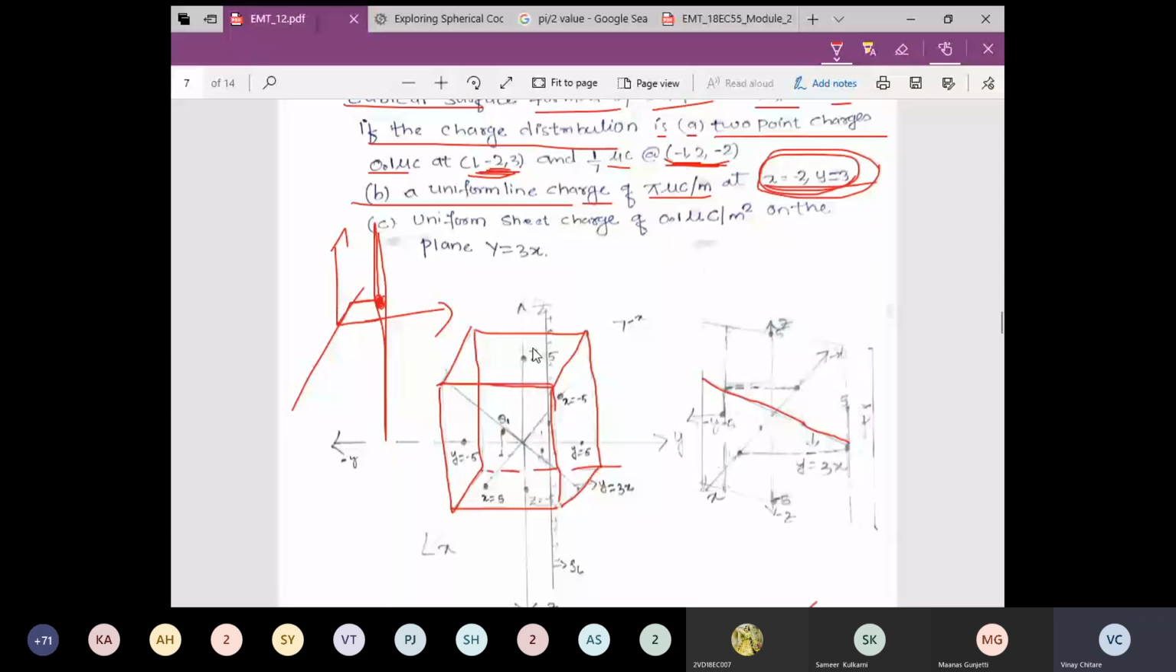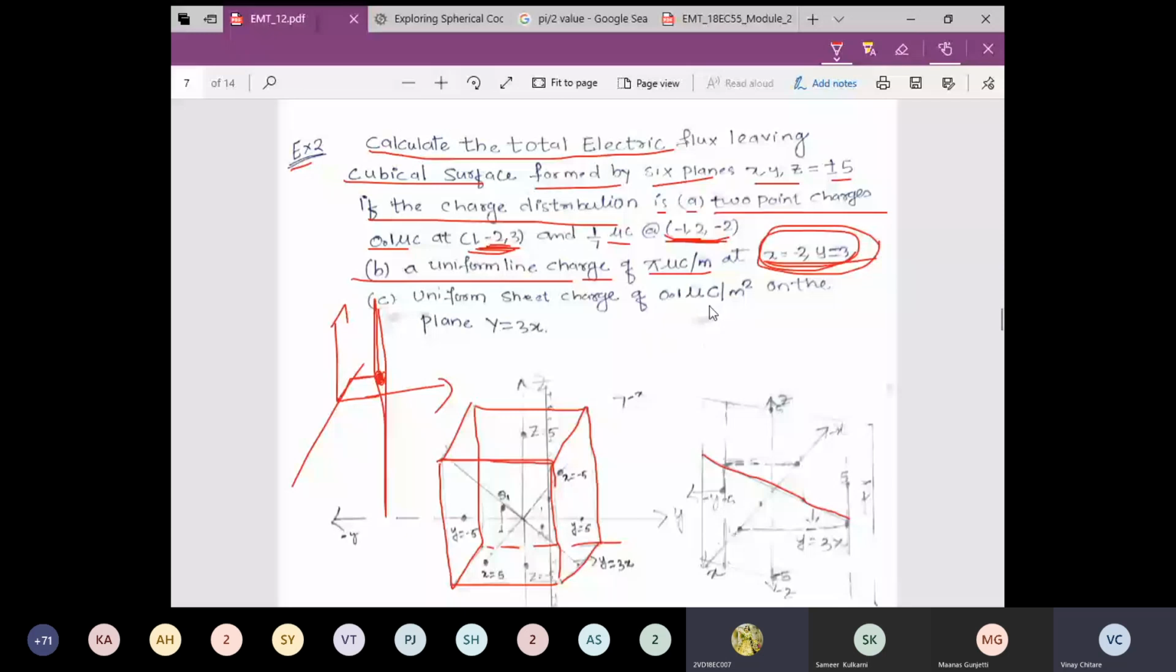First question is: inside the cube. Yes, that's very good. It is inside the cube. And they have given the line charge as actually an infinite line charge. In order to find the Q enclosed, I want to find what is the total charge which is trapped or enclosed inside this cubical surface.